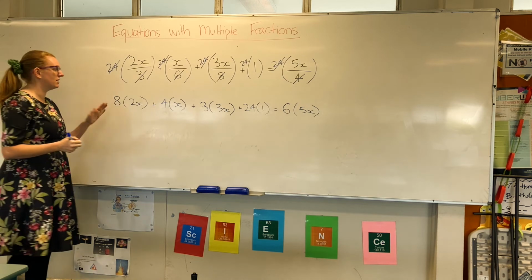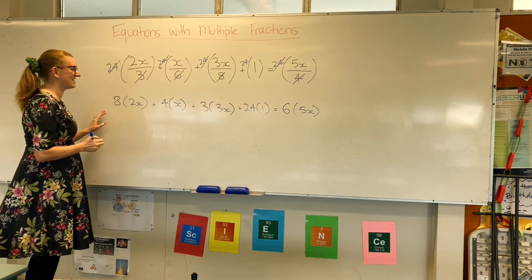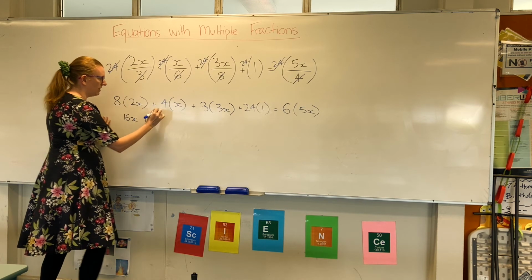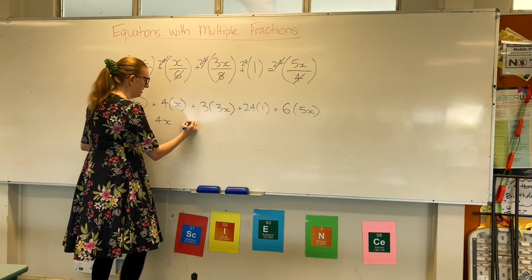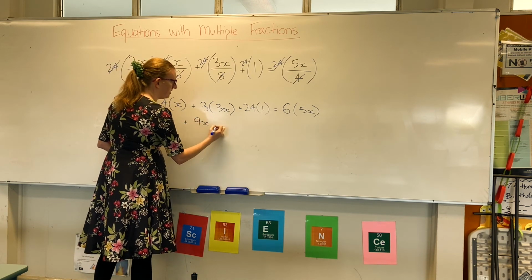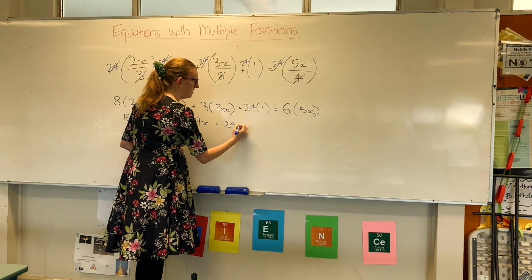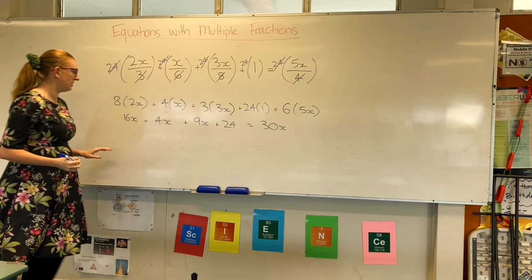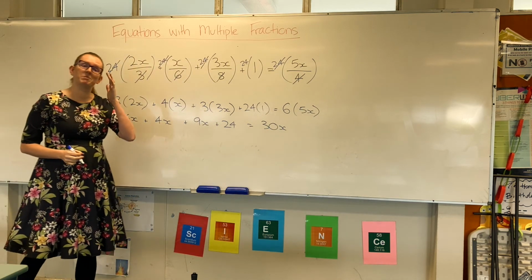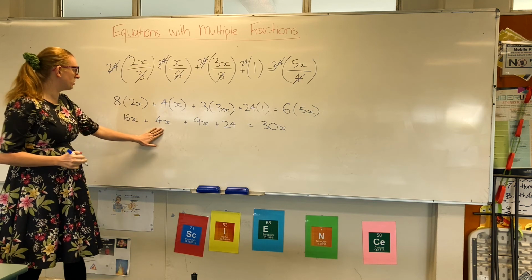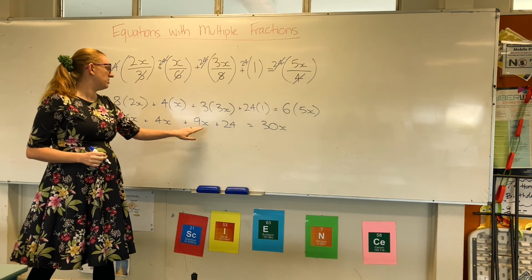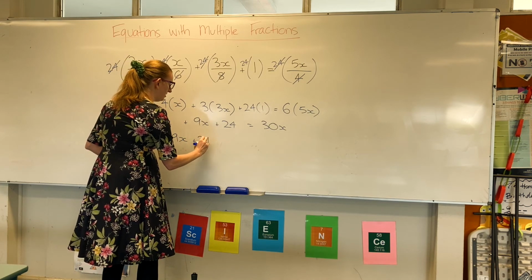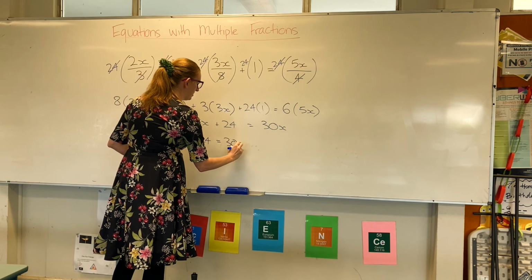Now there's no more fractions. Now I can expand all of my sets of brackets. Okay, so that gives me 16x. That gives me 4x. That gives me 9x. That gives me 24 equal to 30x. Yikes. Okay, now I've got like terms that I can group. So 16 plus 4 gives me 20. That gives me 29. So 29x plus 24 is equal to 30x.